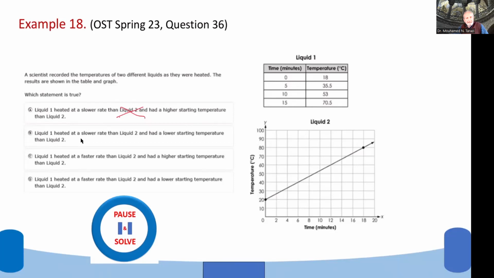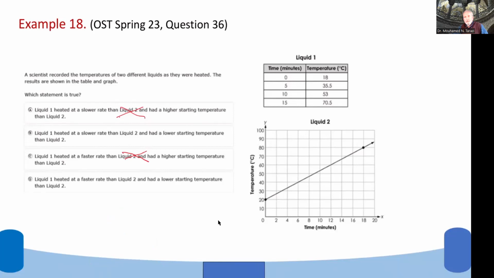Liquid 1 heated at a slower rate than liquid 2 and had a lower starting temperature is a possibility. But I can't confirm yet, okay? Because I haven't calculated the rate yet. Liquid 1 heated at a faster rate than liquid 2 and had a higher starting temperature. Again, that is not acceptable. So I'm left with this one and this one. I have to do some calculation. I have to find the rate of both liquids.